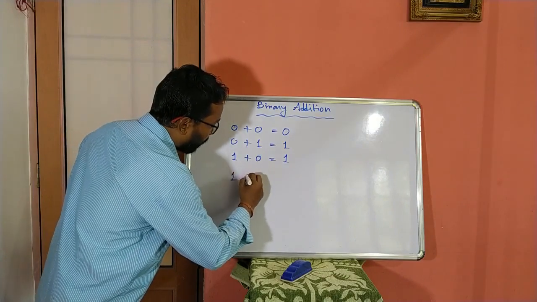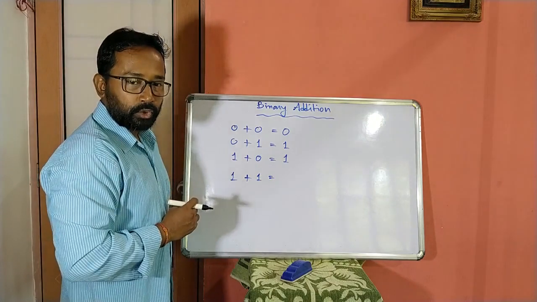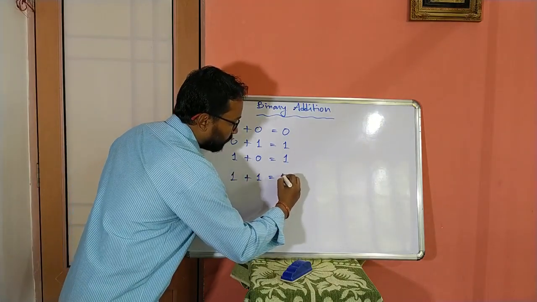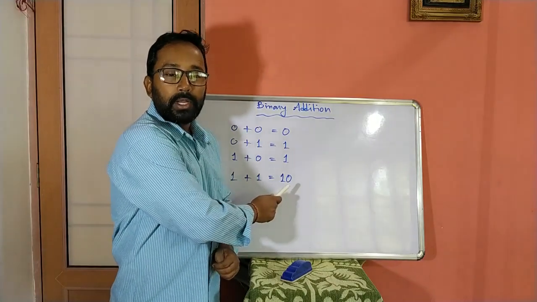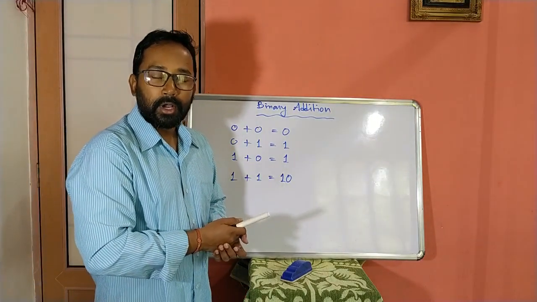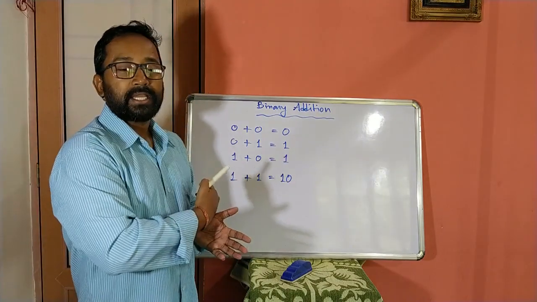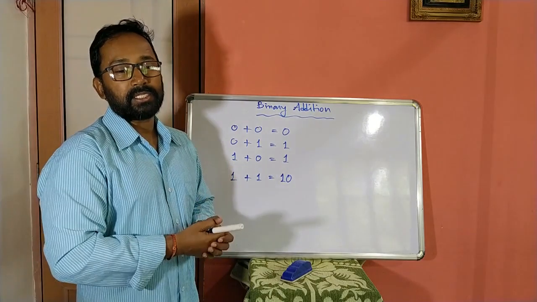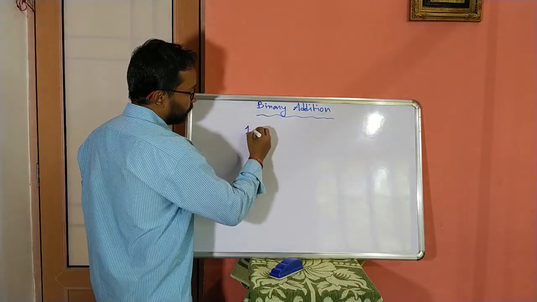Now 1 plus 1 in decimal is 2, but here we don't have digit 2, so here it is 10. So while adding 1 plus 1, the output will be 10, where 0 will be written in the same column, whereas the carryover 1 will be shifted to the next higher column, as it happens in decimal addition. So let's take one example.